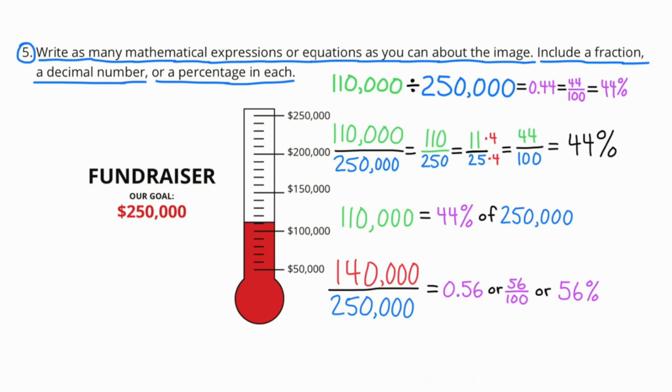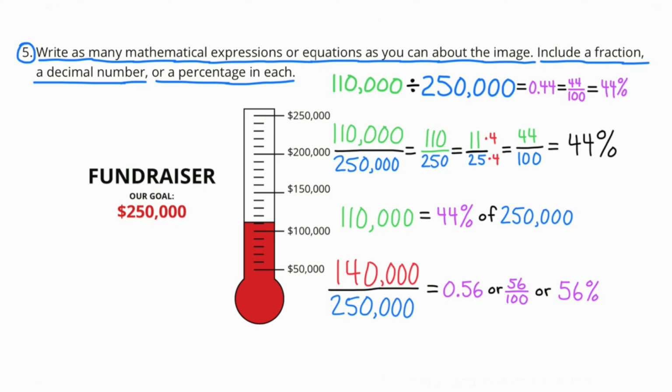110,000 divided by 250,000 is 0.44, which is the same as 44 hundredths. They've raised 44%. 110,000 divided by 250,000 is the same as 110 divided by 250. It's also the same as 11 divided by 25, and 11 divided by 25, or 11/25, is the same as 44 hundredths, and 44 hundredths is also 44%. 110,000 equals 44% of 250,000.